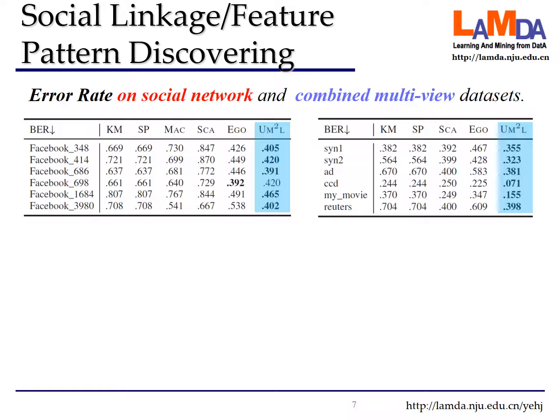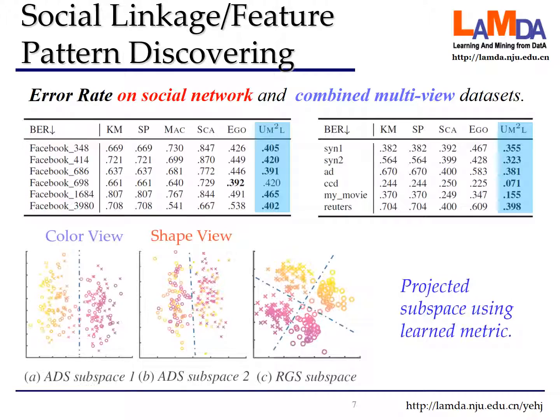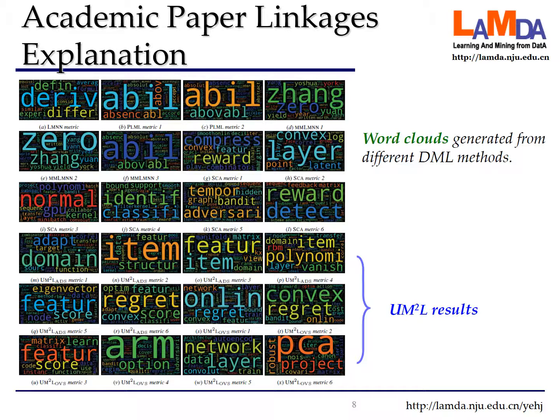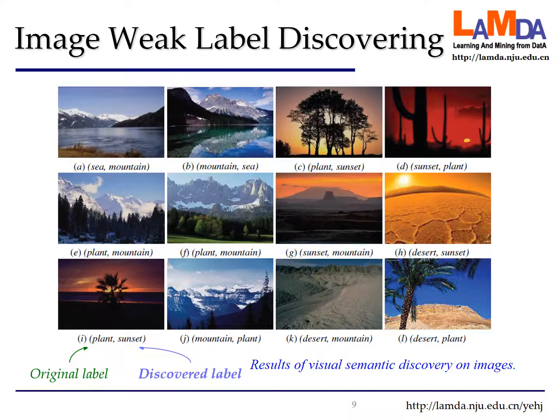In experiments, we test UM2L in the field of potential linkage decomposition in social networks, and latent model semantic discovery from combined multi-view datasets. The approach can also discover subtopics for conference papers, given session linkages, in empirical investigations. More investigations show it does well in image weak label discovering tasks.